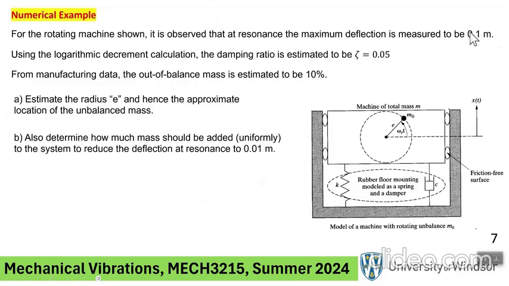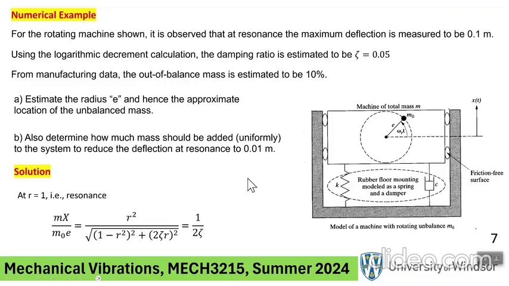So we know something about big X. Write the expression for big X. There we are. Now at resonance, R is equal to 1 in this expression. Simplify, set R equal to 1, and you get 1 over 2 zeta. You can see that. When R is equal to 1, this is 0. This is 2 zeta, square root, and it's going to be this.